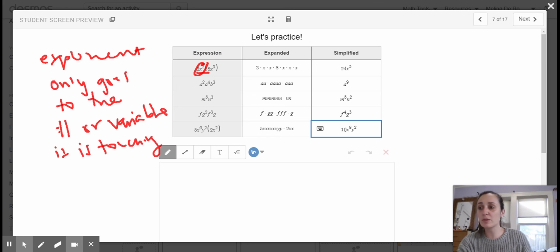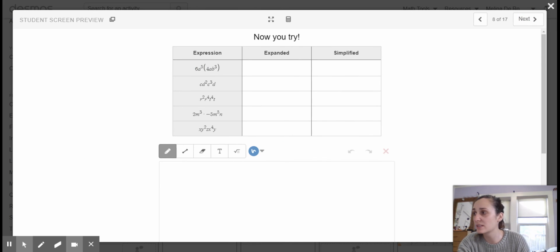Some of you might have realized that there is a shortcut here. I can just add my exponents together. X to the 6th times x squared. Well, if I have 6 x's and 2 more x's, that obviously becomes x to the 8th power. Take a second to try some of these next ones on the next slide.